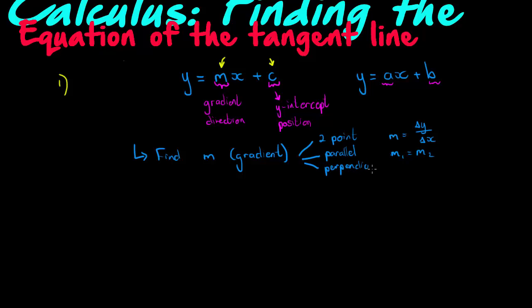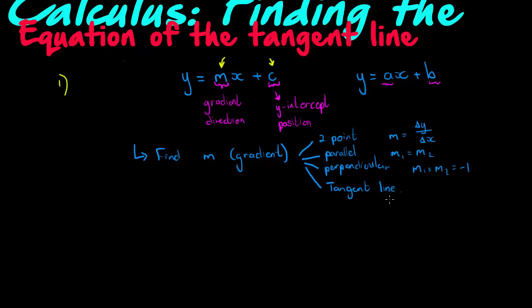Then we have perpendicular. Perpendicular is that M1 times M2 is equal to -1. If you don't know why, this is not a lesson on that, so I'm not going to go into that now. But yes, I'm either given 2 points, a line parallel, a line perpendicular, or some other information that relates to the gradient. In this case, that's exactly what I'm looking for. I'm given the information that it's a tangent line.